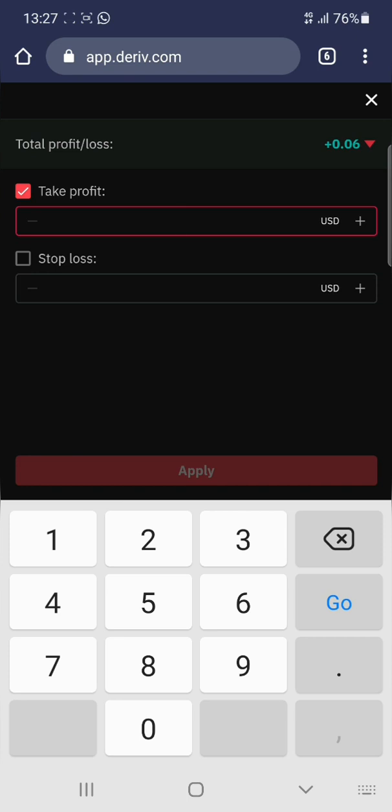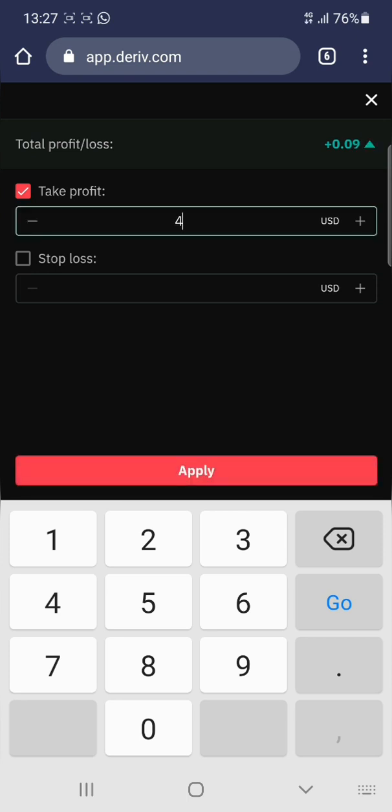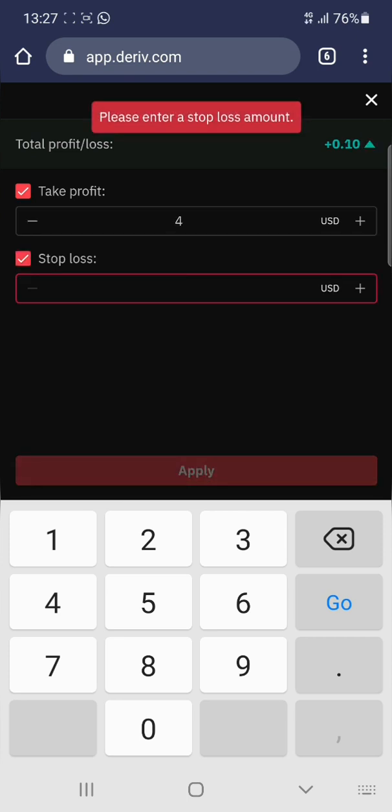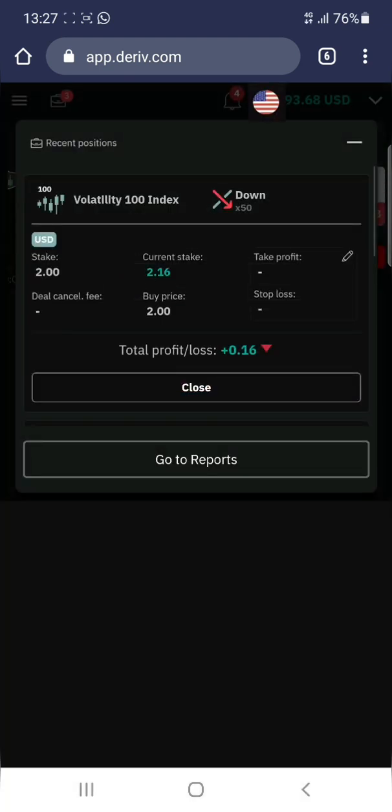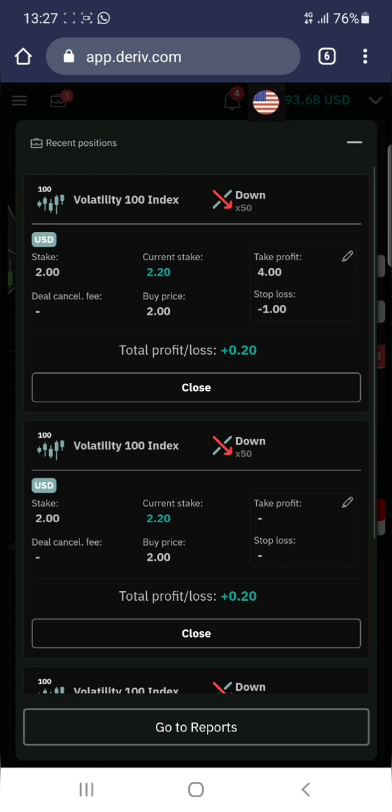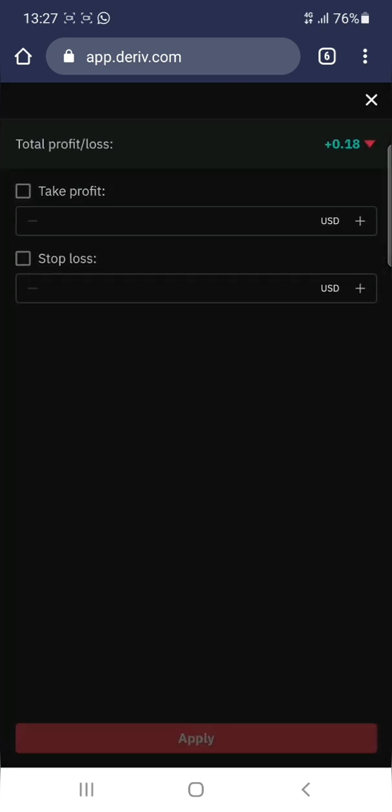So if I set this now 4, that's 100%. Then the stop loss, since I'm using $2, I'll just set the stop loss on $1. So you see, this is a ratio of 2 to 1. I don't know if that math is correct, but at least I'm getting double of my account and I'm risking half of it. So I can apply this. See, set. Then I do the same to the rest of them.